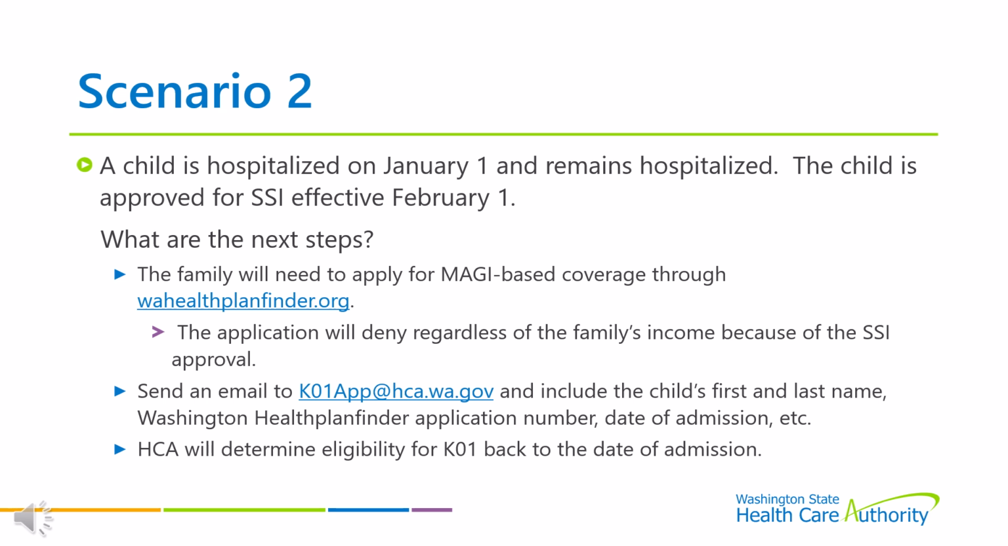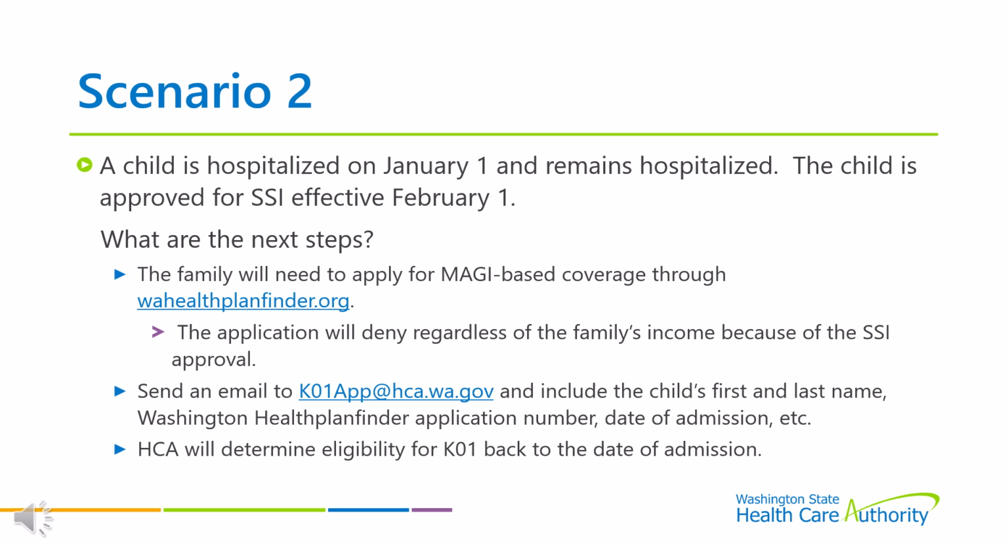Send an email to K01app@hca.wa.gov and include the child's first and last name, HPF application number, date of admission, etc. HCA will determine eligibility for K01 back to the date of admission. When a child is approved for SSI, their Medicaid eligibility begins the first of the month of approval.